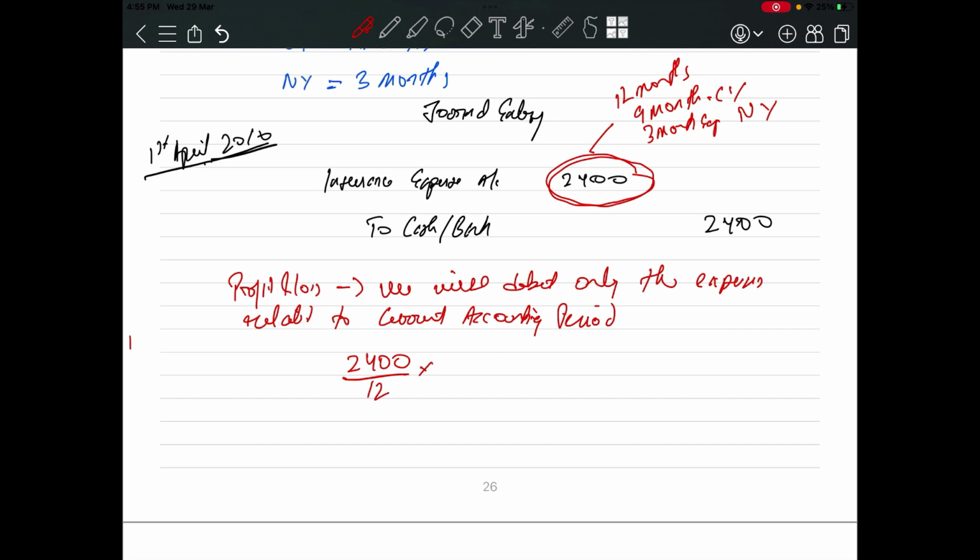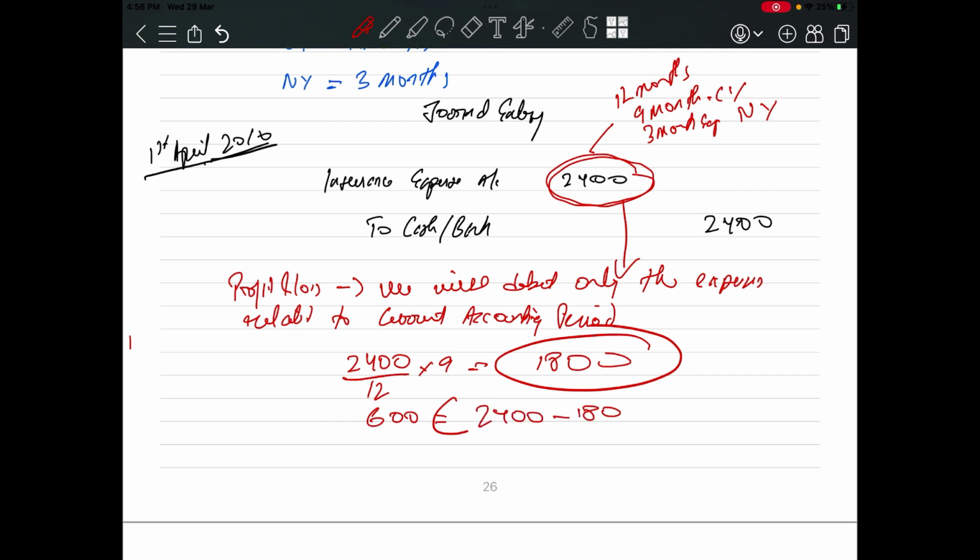2,400 divided by 12 into 9, it will be 1,800. Ideally we should debit only 1,800, but how much we have debited? 2,400, and cash account has been credited with 2,400. Right, now we have to make adjustment for the 600 rupees. 2,400 minus 1,800, we have to make adjustment for this 600 rupees.